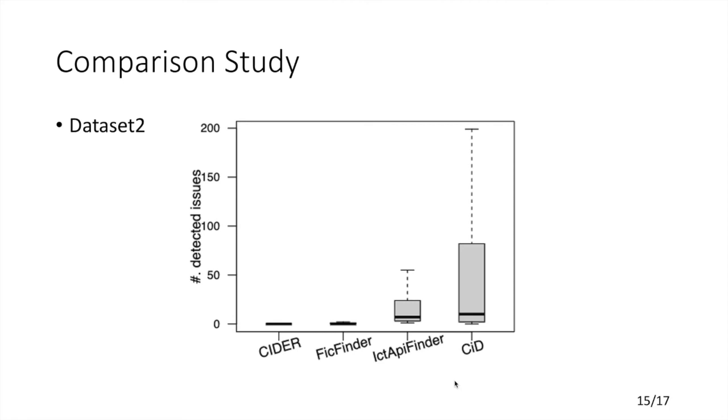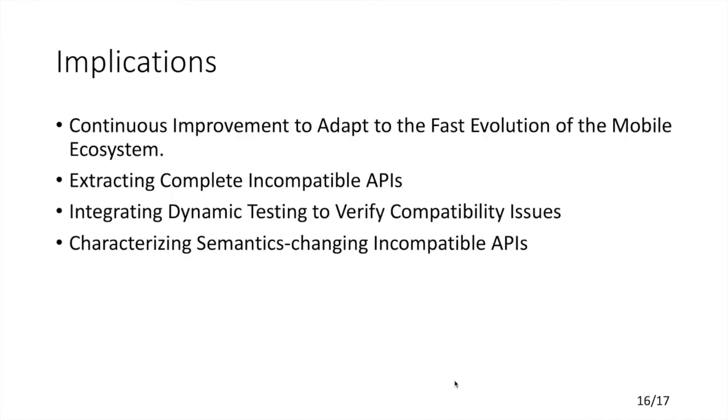Their results are, however, not overlapped, suggesting the existing tools are complementary to each other, and yet still have limitations to achieve sound compatibility issue detection. Furthermore, the fact that SEED and ICT API Finder can yield significantly more results than FicFinder and CIDER suggests that it is essential to leverage systematic approaches to mine incompatible APIs so as to support the detection of compatibility issues.